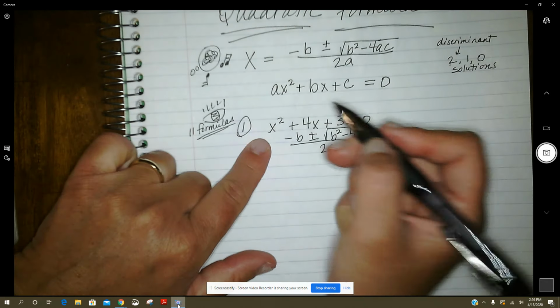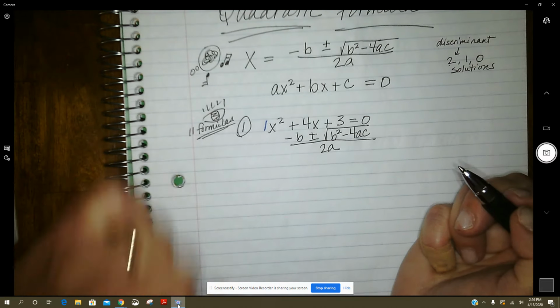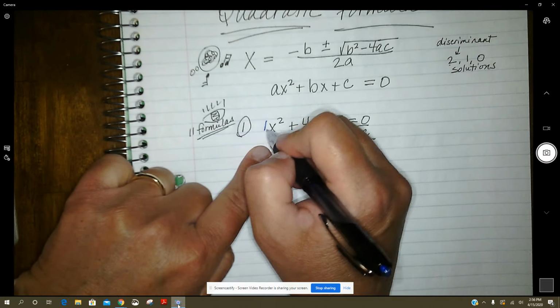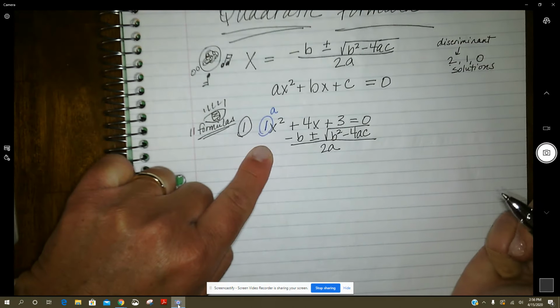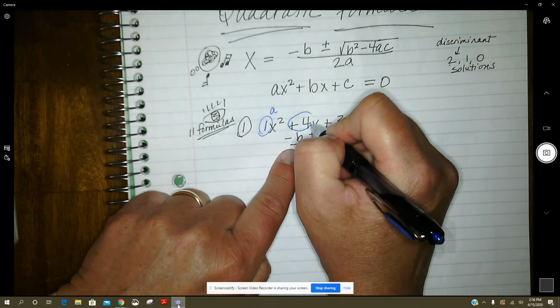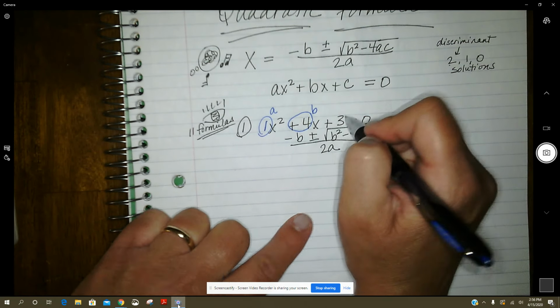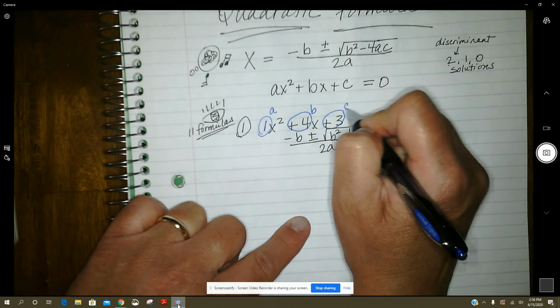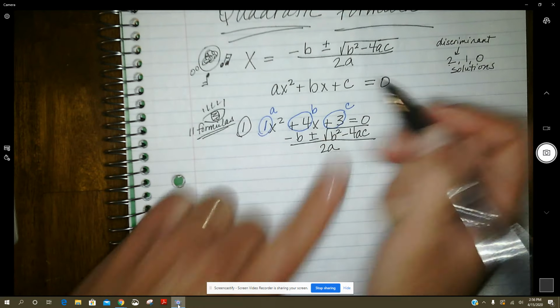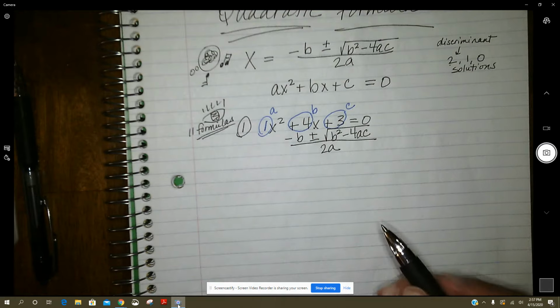What I like to do is label my A, B, and C. So I'm going to put a 1 and call that A. I'm going to label B, but I'm going to circle the symbol in the front. I'm going to show you why in a couple of minutes. So there's B, and then C, same thing. I like to circle the symbol in the front. That tells me if that number is positive or negative. All right, let's go plug it in.